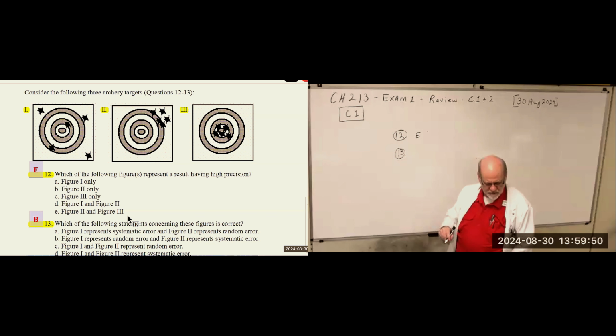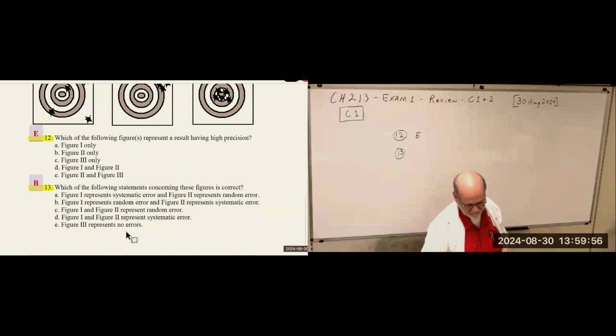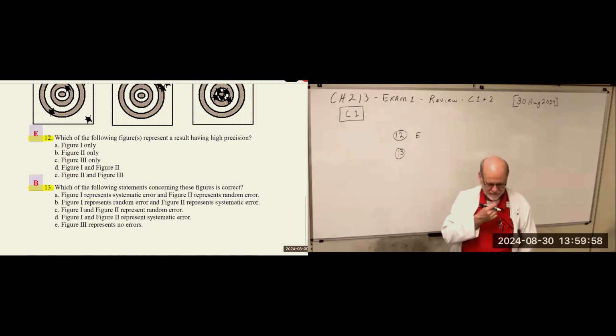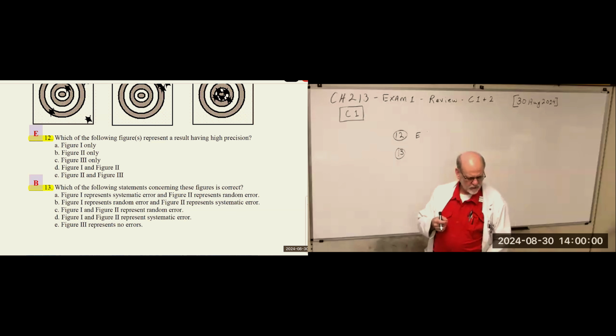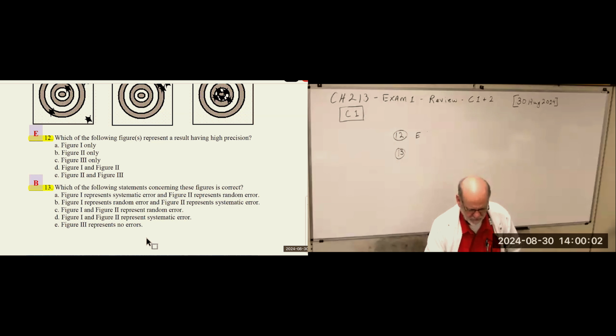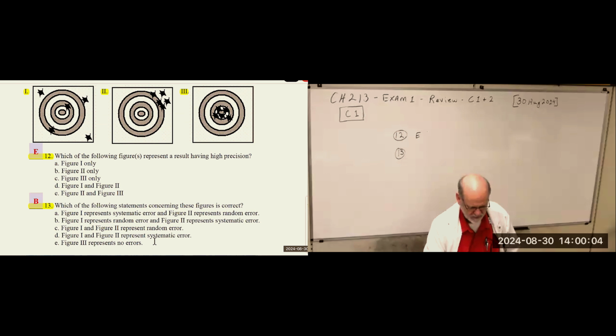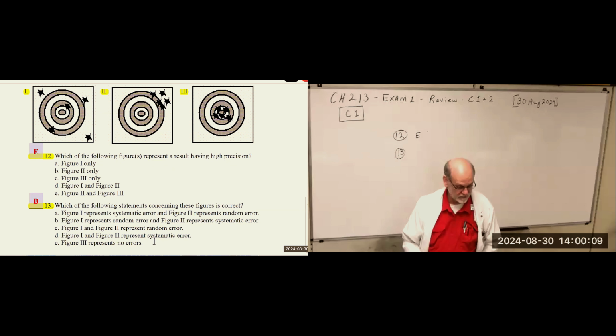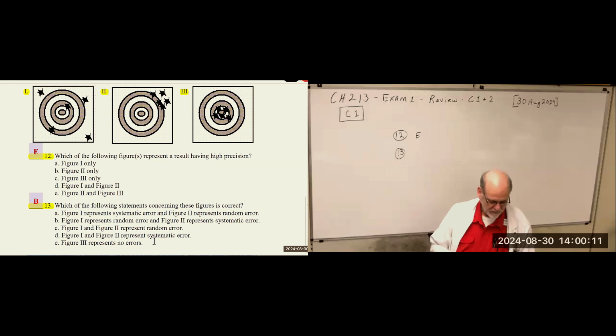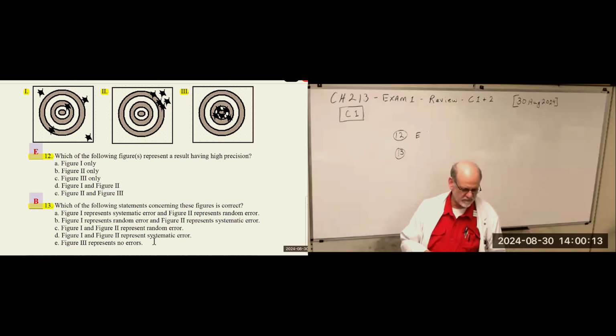The next one wants to know which of the following is correct. Okay, so now we have to say, all right. A says figure 1 represents systematic error, figure 2 represents random error. It's the other way around. 2 is systematic, 1 is random. So it can't be A. Figure 1 represents random, figure 2 systematic. Okay, B is correct.